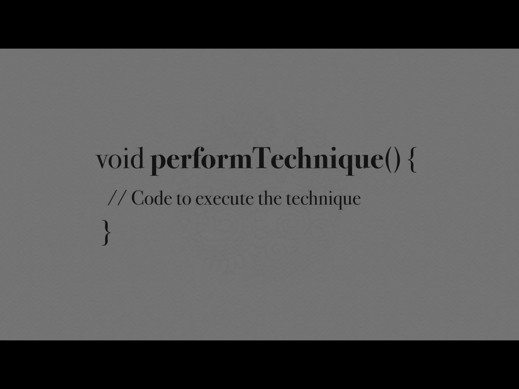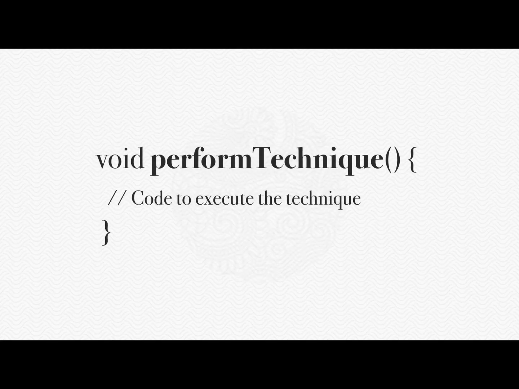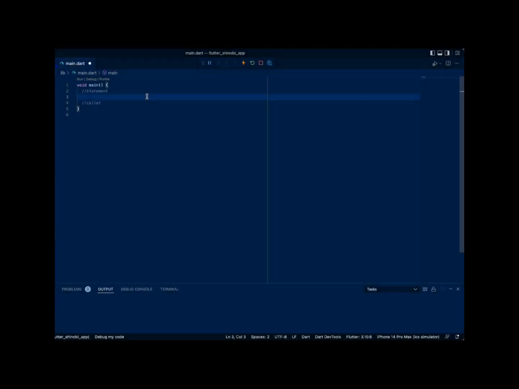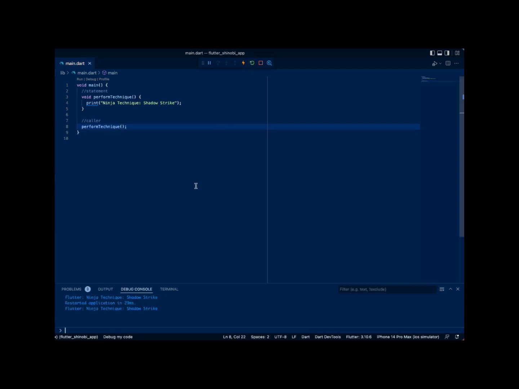Here's the basic structure of a function in Dart. In this code, performTechnique is the name of our function. Now let's see how this action will work. Let's open up Visual Studio Code and let's add some code inside the function. Let's hit run, and the output should be in our debug window down below.